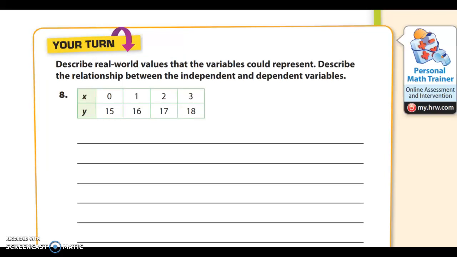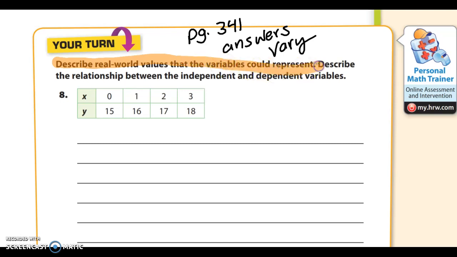This is page 341. And page 341 is an interesting page because there are no absolute correct answers. All the answers are going to vary. Now, why do answers vary? Well, because there's not a right answer, because it says describe real-world values that the variables could represent. So that means you get to make up a scenario that matches these numbers.